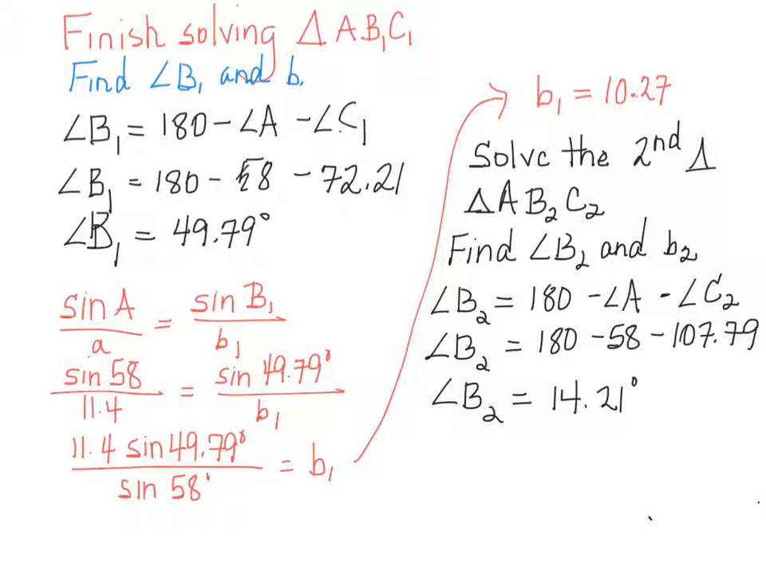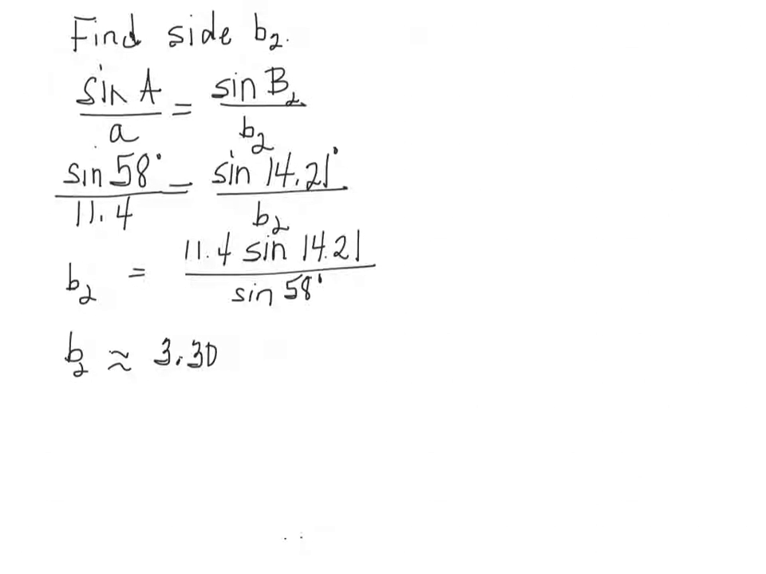Now we need to solve the second triangle. Remember, in the second triangle we found that C sub 2 was 107.79 degrees. The only things we're missing in this triangle are angle B sub 2 and side B sub 2. Once again, we can quickly find angle B sub 2 by subtracting angle A and angle C sub 2 from 180. When we do that, we get that angle B sub 2 is equal to 14.21 degrees. Last thing we need to find is side B sub 2. Like I said again, you want to use the angle and side that are given in the beginning. So I'm going to use sine A over side A is equal to sine B sub 2 over side B sub 2. Plug all those numbers in, cross multiply, and we get that B sub 2 is equal to 3.30. And we have solved both triangles.